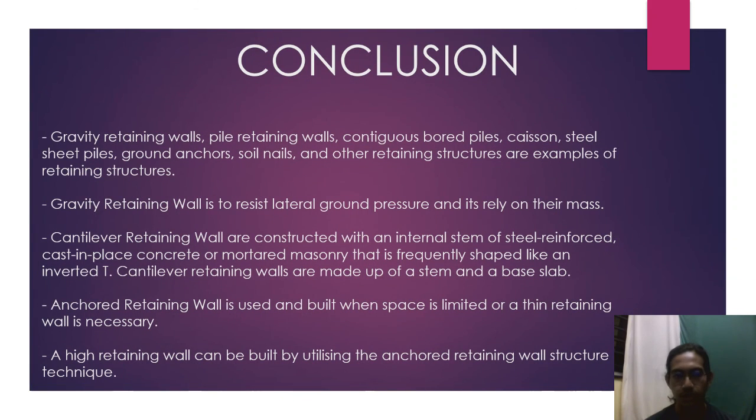So in conclusion, gravity retaining walls, pile retaining walls, contiguous bored piles, caissons, steel sheet piles, ground anchors, soil nails, and other structures are examples of retaining structures. Gravity retaining walls resist lateral ground pressure and rely on their mass. Cantilever retaining walls are constructed with an internal stem of steel-reinforced, cast-in-place concrete or mortar masonry that is frequently shaped like an inverted T. Cantilever retaining walls are made up of a stem and a base slab.